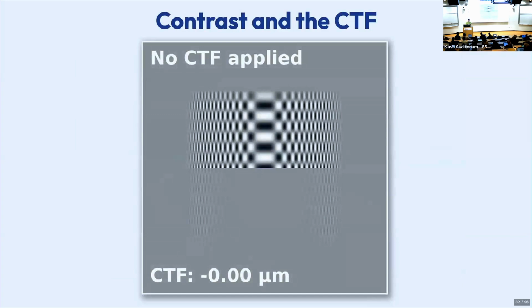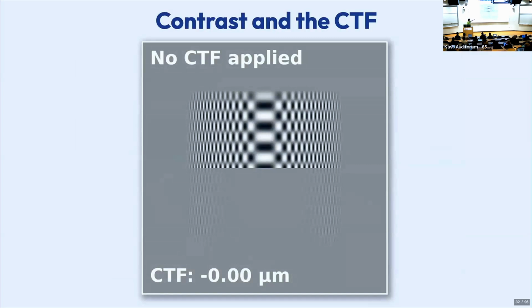If you've ever used a light microscope and looked at something like a cell on a slide, if you're exactly at focus, there's not very much contrast. But if you move a little bit away from focus, either up or down, these dark and light rings move away from the cells. We're doing basically the same thing in cryo-EM.